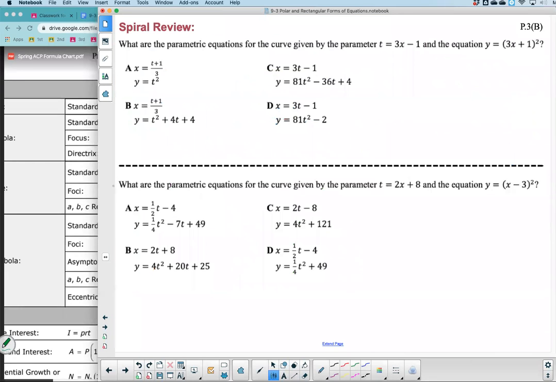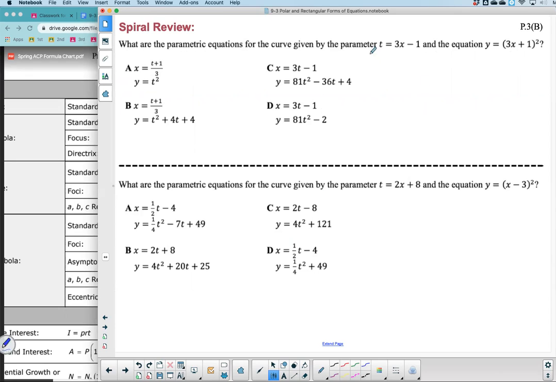All right, now we're going to review back while we were on chapter 7. For so much of this lesson, let's look at 7.5 since we didn't see any of that. Let's say we're supposed to find the parametric equations for a curve with this parameter and this equation. How would we do so?